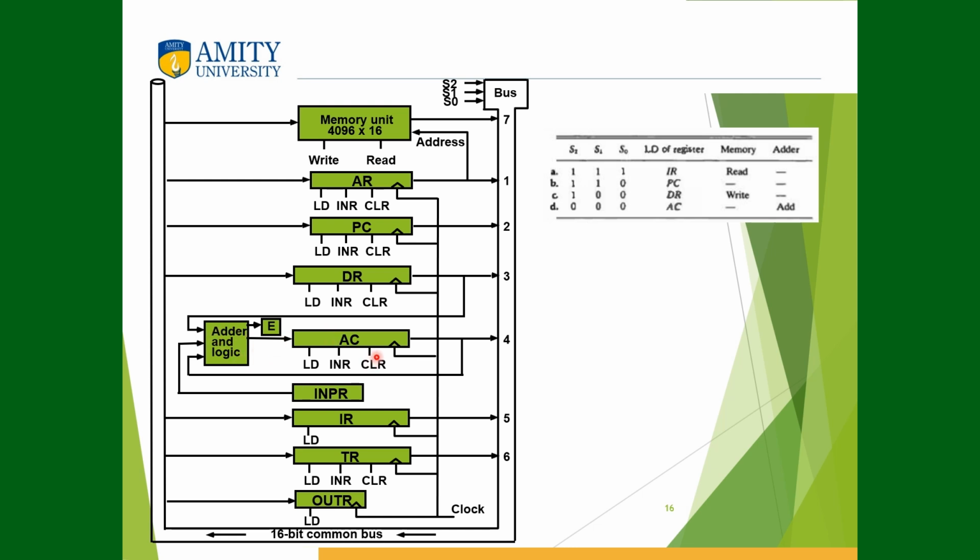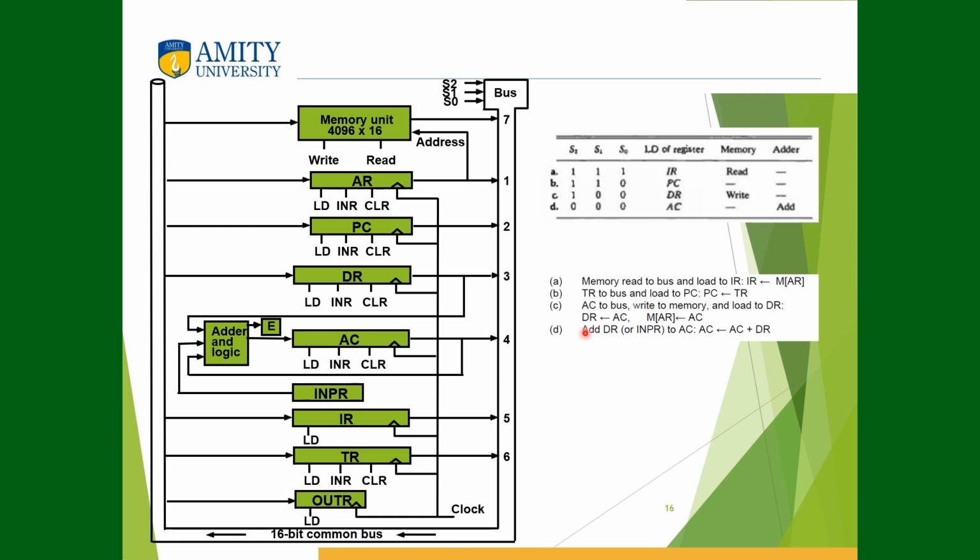To compare our answers, we can see in part A, memory is read to the bus and it is loaded onto the instruction register. In part B, the temporary register is loaded to the bus and then it is loaded to PC. In the same way in part C, AC goes to the bus and then it is written to memory and loaded to DR. So AC goes to the bus and it goes to memory as well as DR.